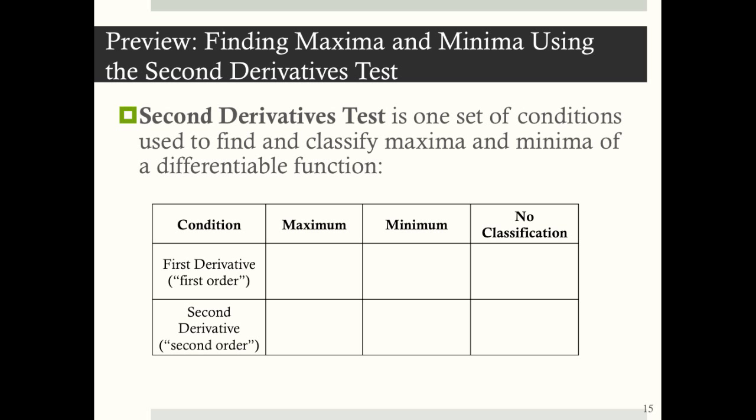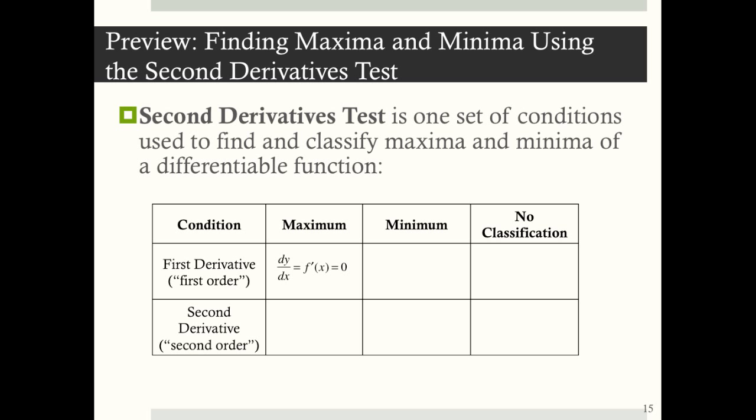Now, before we go through a maximum versus a minimum, I'd just like to summarize the second derivatives test right away. You'll see this table later on. So the second derivatives test is just one set of conditions used to find and classify maxima and minima of a differentiable function. So there's basically two things that you need to look at. The first is the first derivative, or that first order condition. And then the second derivative is the second order condition. The first derivative is going to be the same whether we're looking for a maximum or a minimum. The second derivative is what's going to allow us to classify whether that point is a maximum or a minimum.